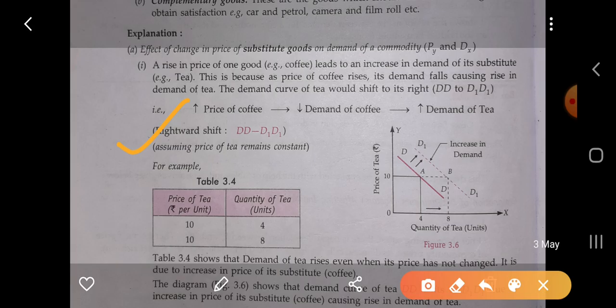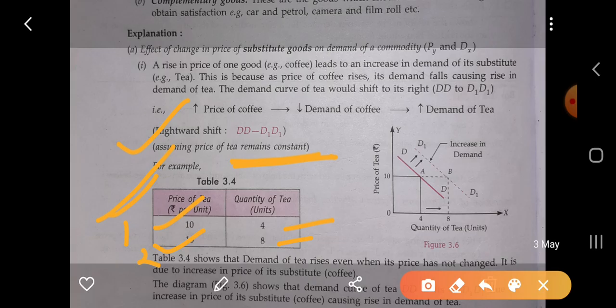Here the price of tea remains constant. The price of tea will not change, it is the same as before. So first of all we have taken the schedule, and the price of tea is constant. We have taken an assumption that the price of tea will not change. So in the first unit the price is 10, in the second unit the price is 10, but the quantity of tea will change. In the first unit it is 4 and in the second unit it becomes 8.